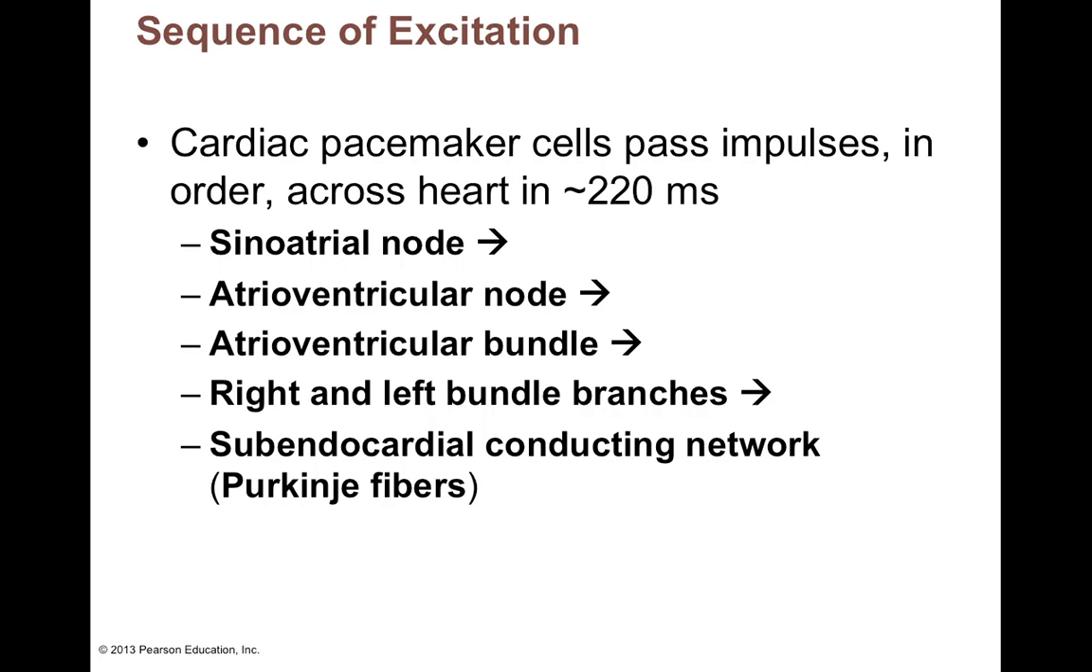Then from the AV node, it reaches something called the AV bundle of His, and this is where action potentials are delayed by about 0.1 seconds, so 100 milliseconds. And then that AV bundle branches into the right and left bundle branches, where electrical currents are spread across the ventricles along the apex through what's called the subendocardial conducting pathway, aka Purkinje fibers. So this sequence is important, guys. It always goes from the top down, right? So the SA node is on top of your heart, the Purkinje fibers are down by the ventricles.